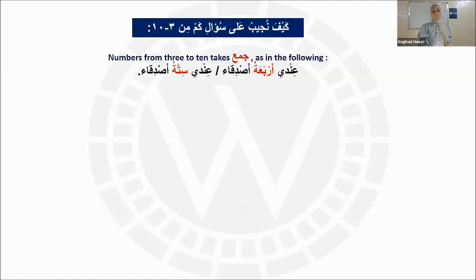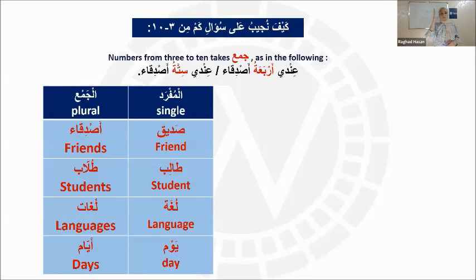As you see here, first we have the single, المفرد, and second we have the plural, الجمع. صديق, from right to left: صديق, أصدقاء. طالب, student, and the plural is طلاب. لغة, language, لغات. And the last one is يوم, and the plural is أيام.